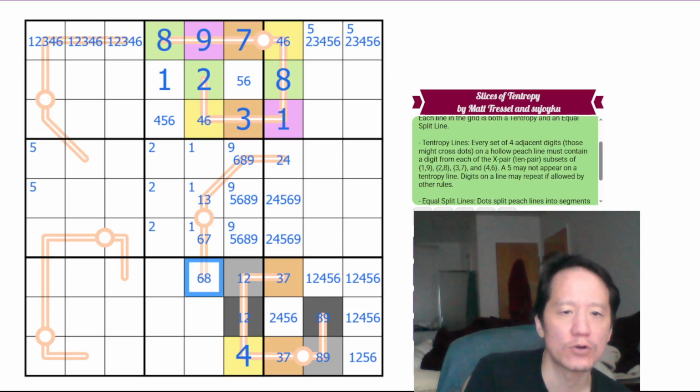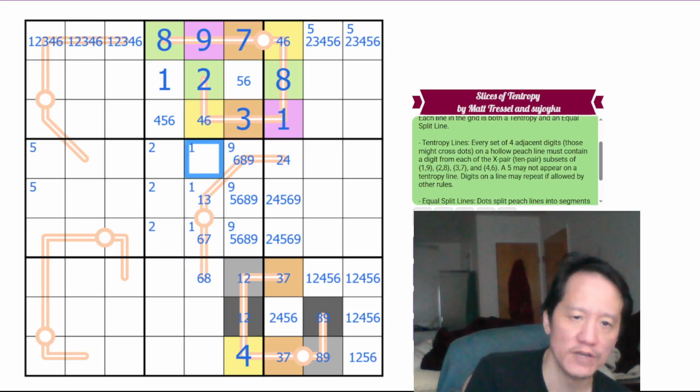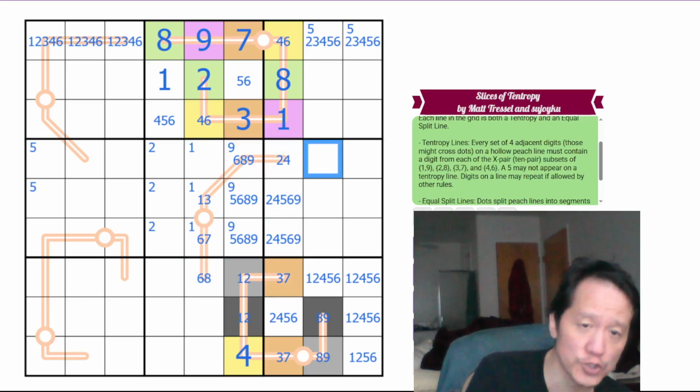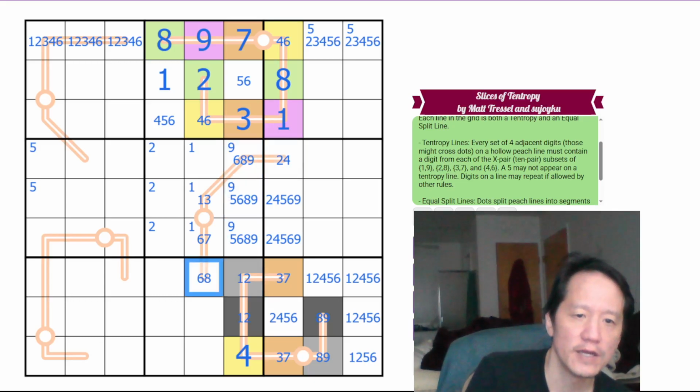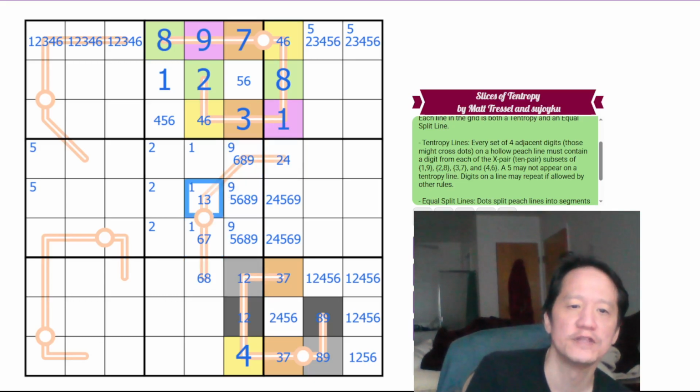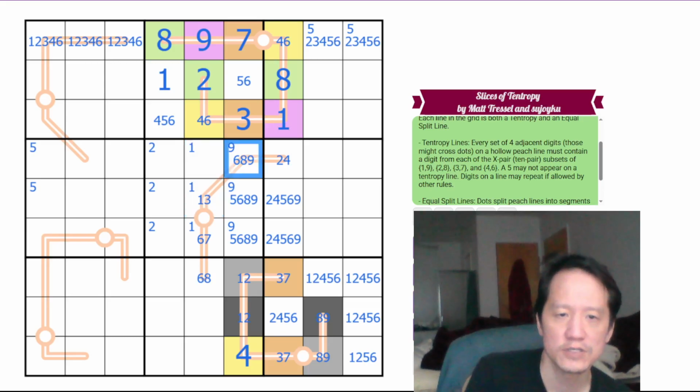I don't think that works. Right, it doesn't work. If this is 6, that forces this to be 2, which forces this to be 8. And then 6 and 2 add up to 8. And 8 also adds up to 8. And then these two digits would have to be the exact same digit, which would break normal Sudoku rules. So this cannot be 6 here.